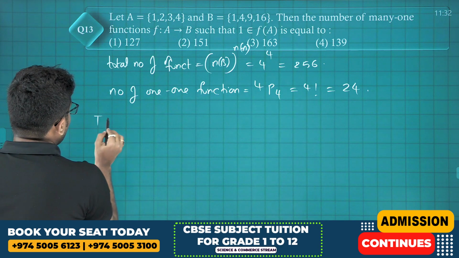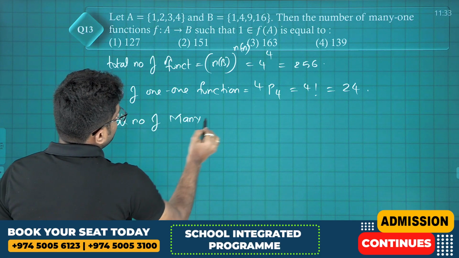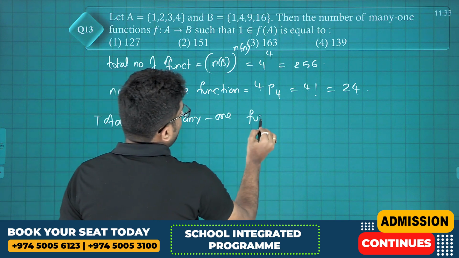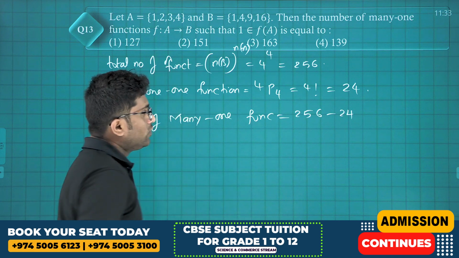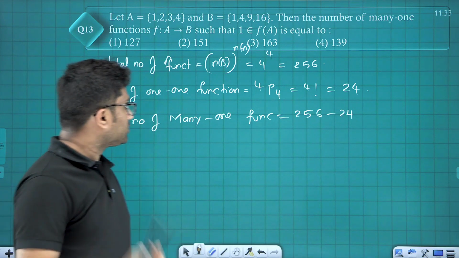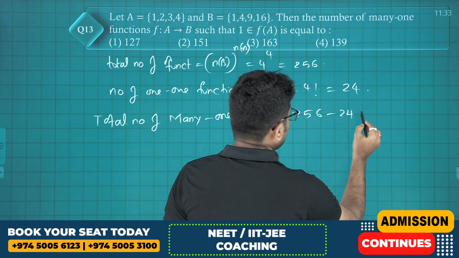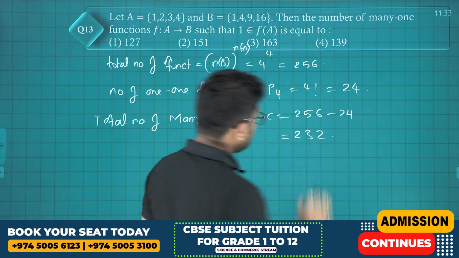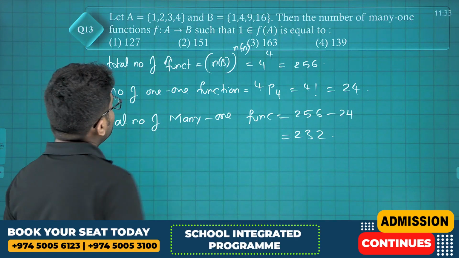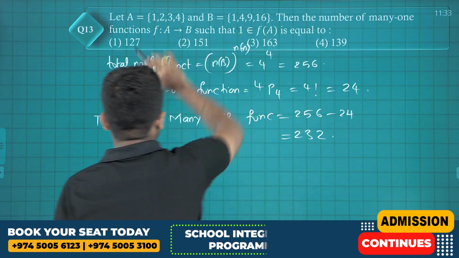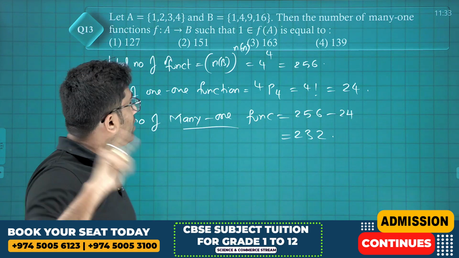So total number of many to one functions will be, from total functions we exclude 1-1 functions. That means 256 minus 24 is 232. We have got 232. Okay, these are total number of many to one functions. Now in that, we have the number such that 1 belongs to f(A).